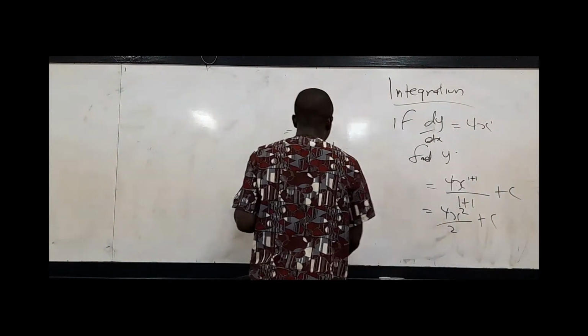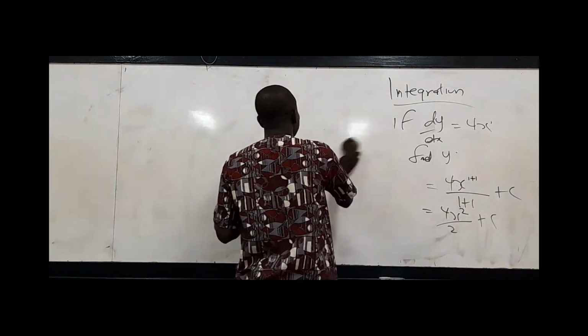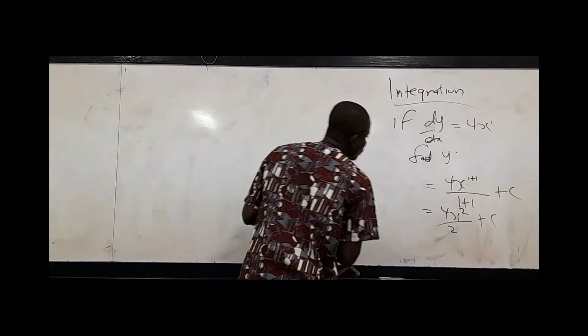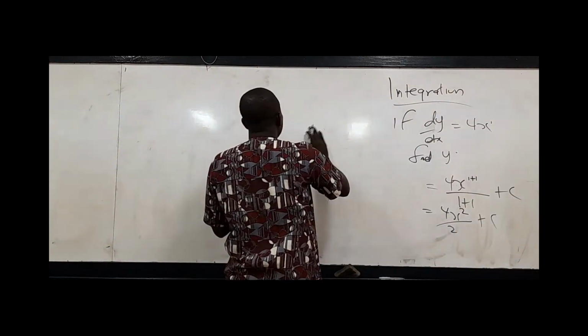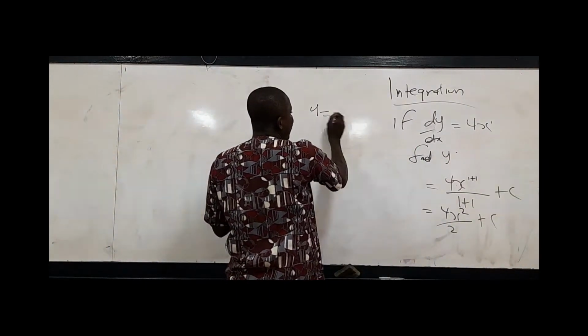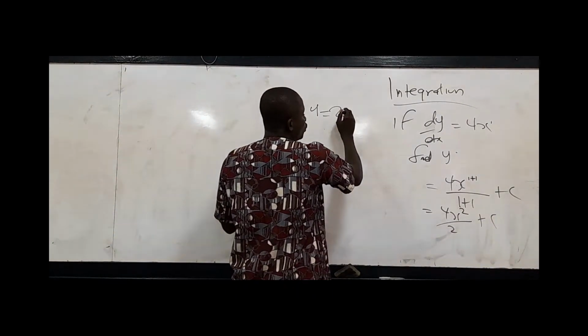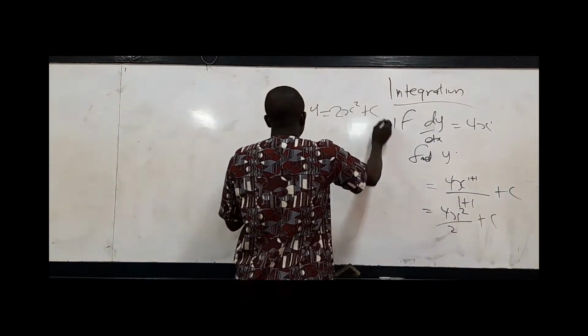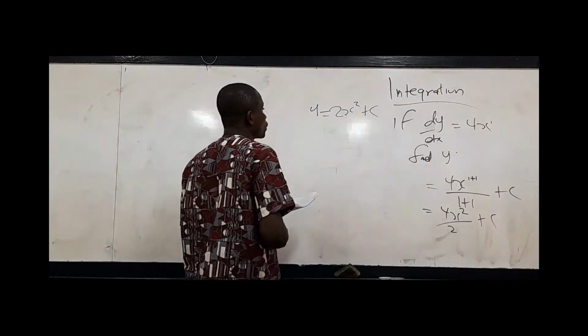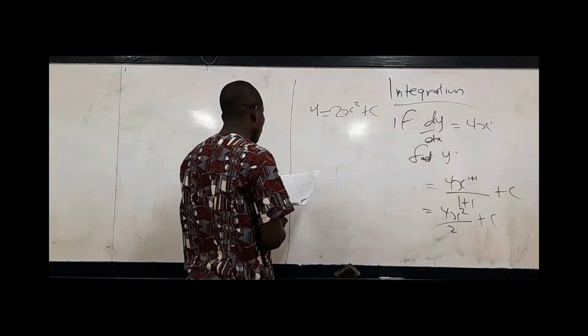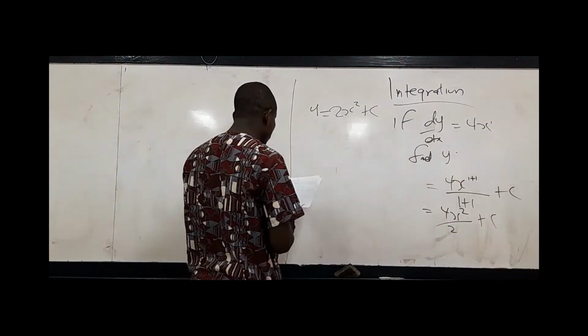I guess you are following the point I'm making. It's very simple. We shall be solving varieties and you'll get it. Don't worry. So this 2 cancels that 4, and in effect our y is going to be 2x squared plus c, where c is a constant. That's all.